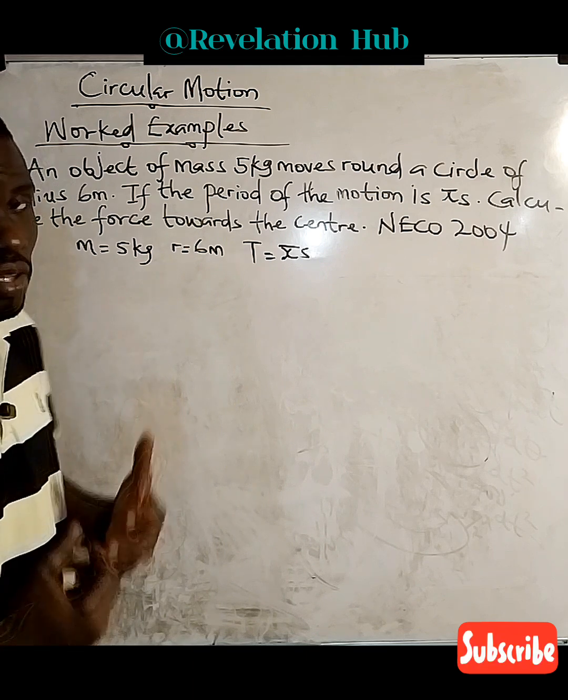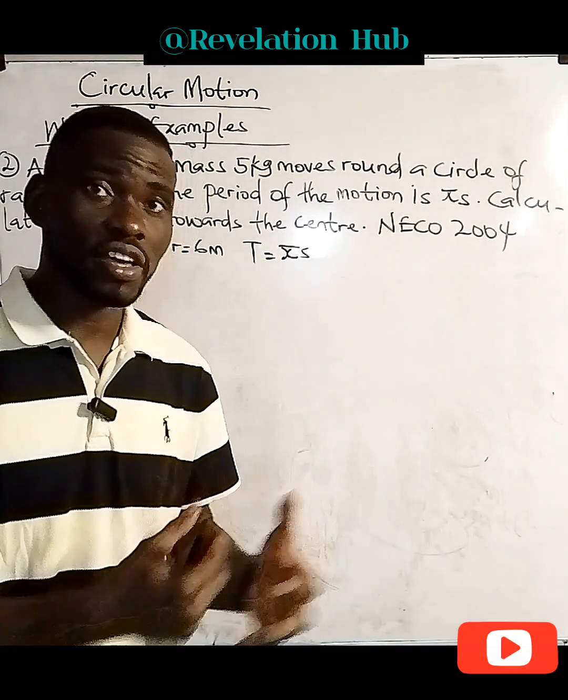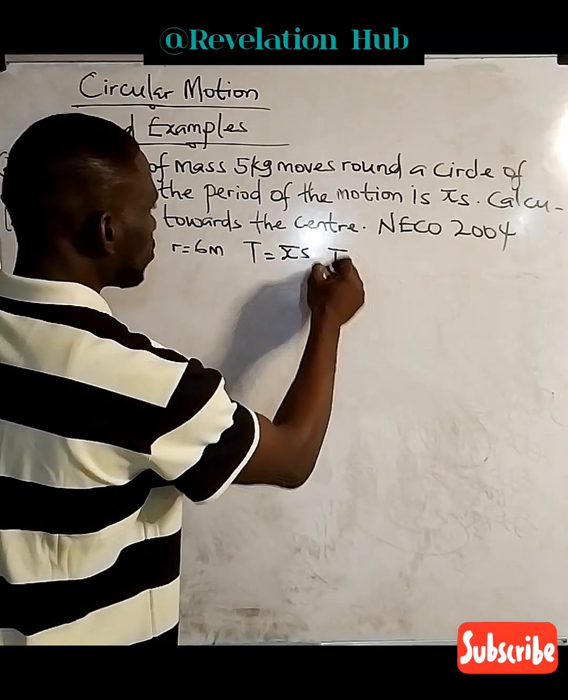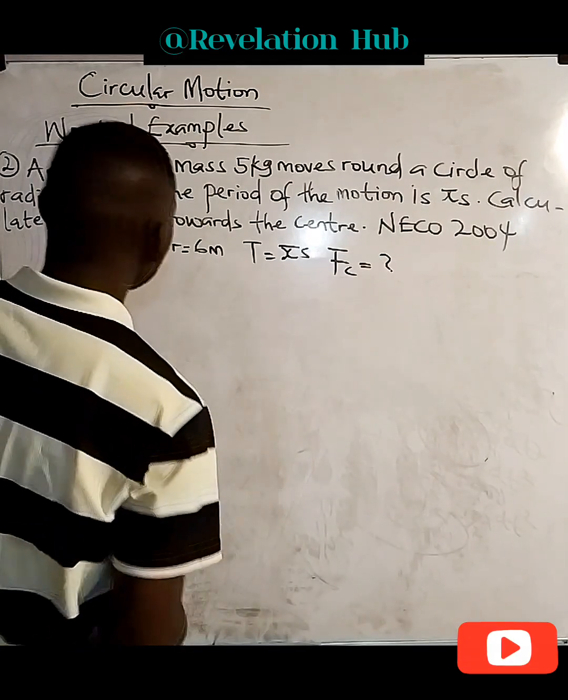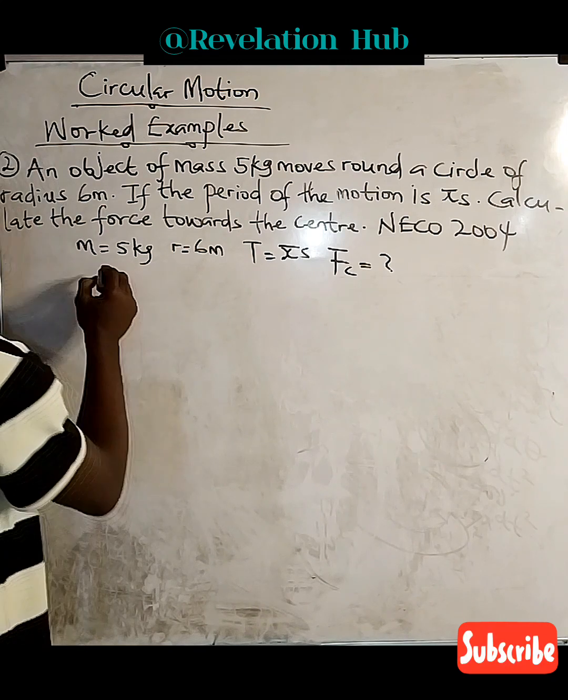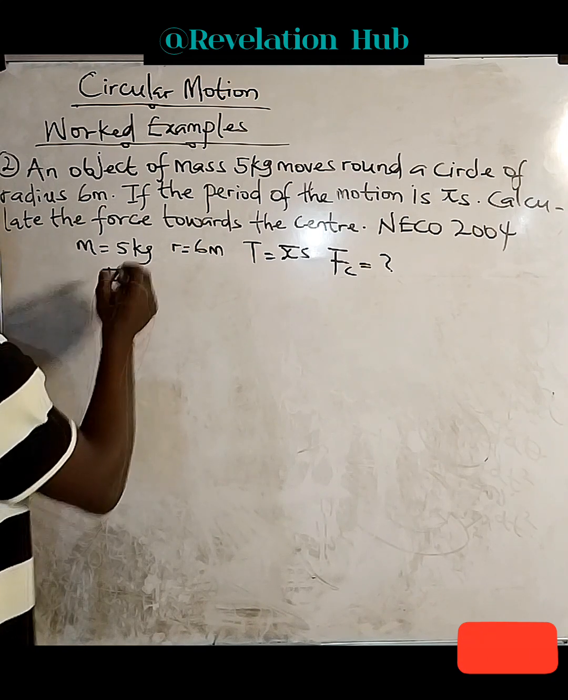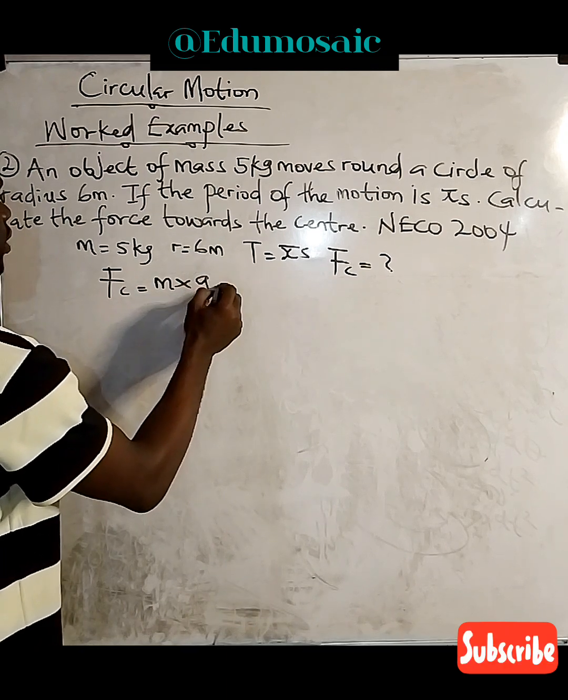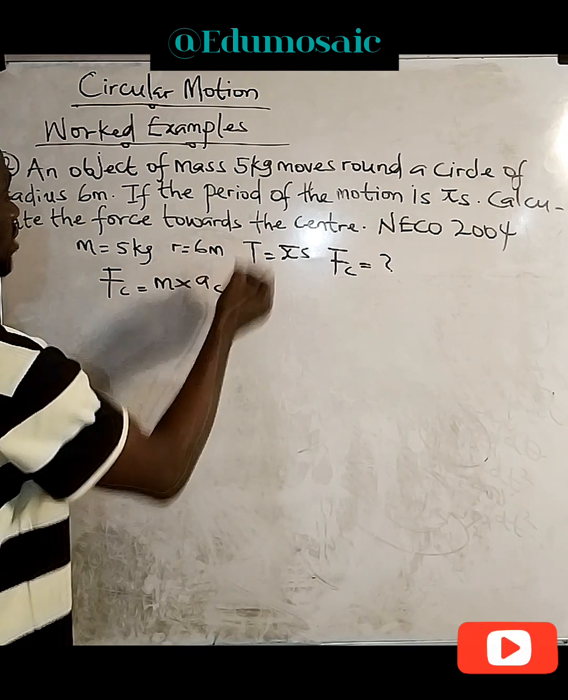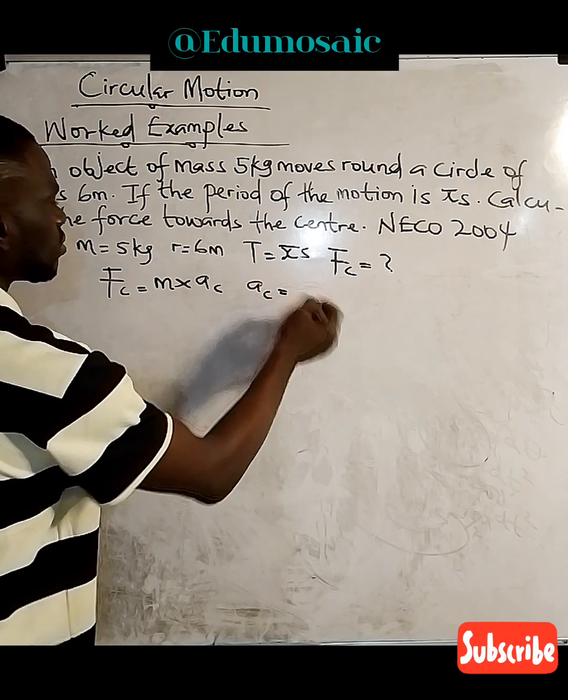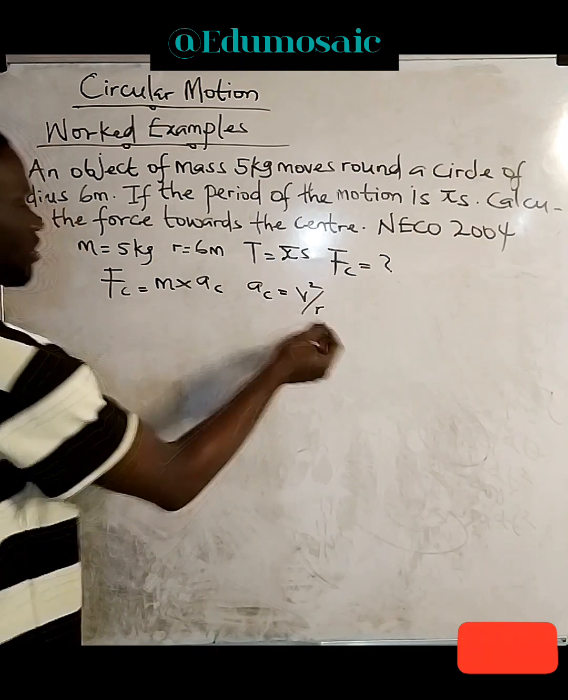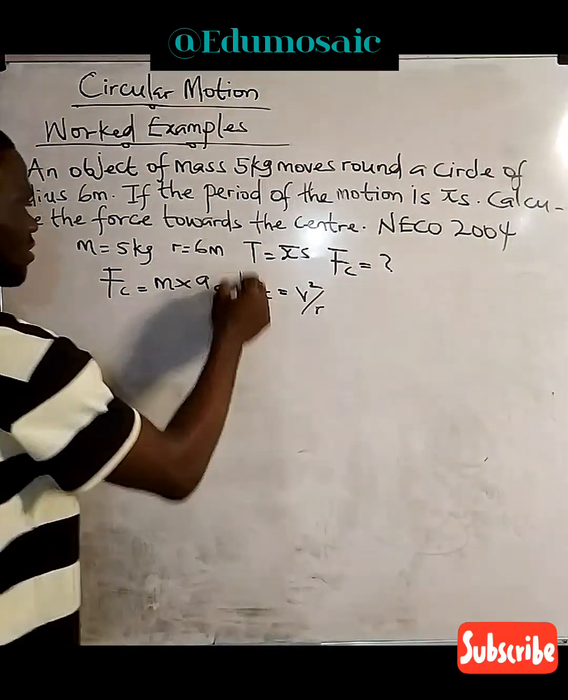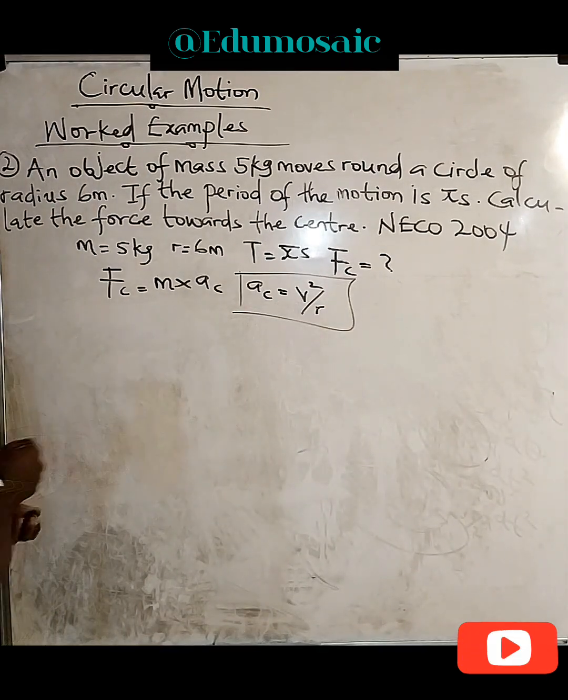Now the force that moves any kind of body towards the center of the circle is known as centripetal force. That's the force we're talking about. So what's the formula for centripetal force? Don't forget, in our previous lesson, centripetal force is equal to mass times centripetal acceleration. Centripetal acceleration is v squared over r. We have other formulas for centripetal acceleration, but this is the most basic one.